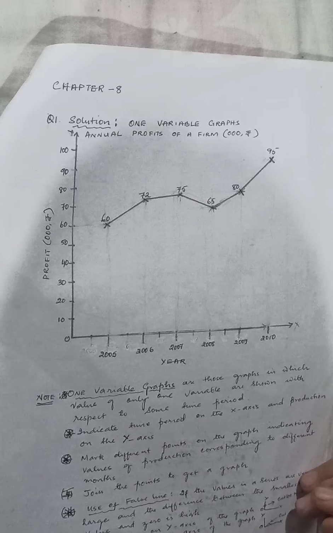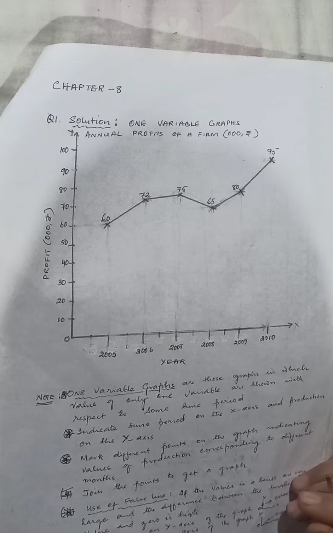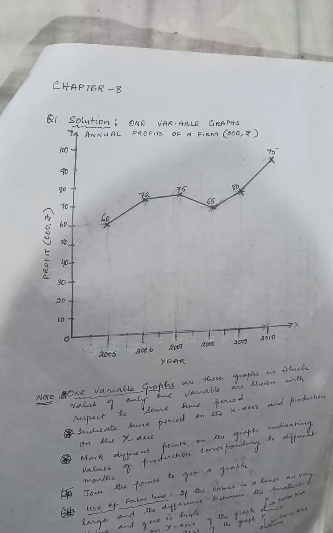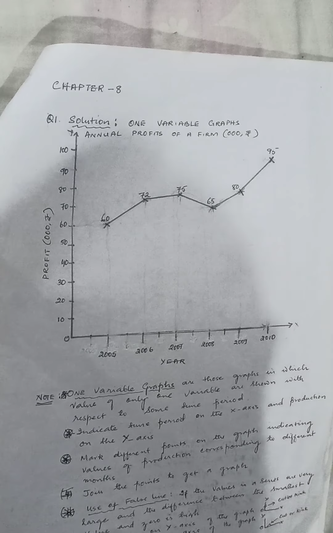This time we are going to do the practical work. So here I'm taking the question from page 136, question number 1. If you turn to your textbook, page 136, question number 1. In the question, it is given: plot the annual profit of a farm on a time series graph.